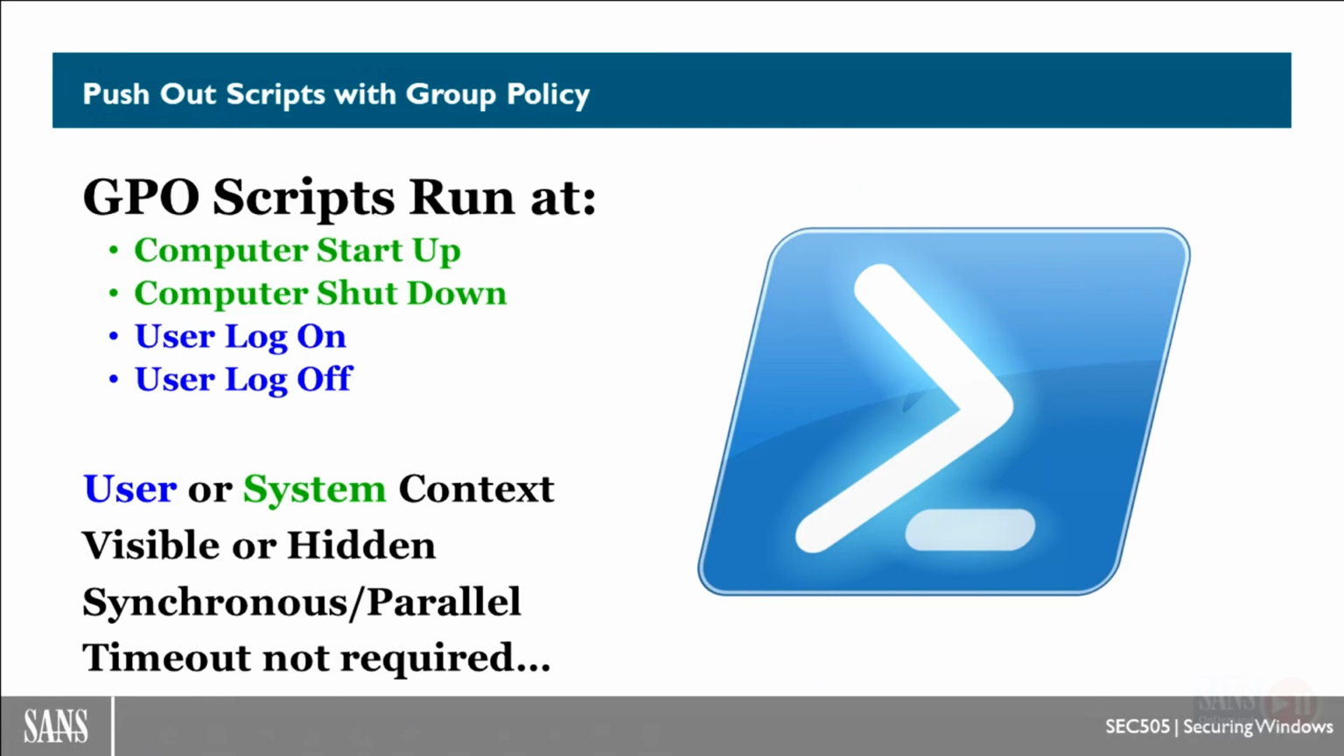Very importantly, the startup and shutdown scripts run under system context. That means they run with full operating system privileges. So if you need a script to do things like format hard drives, load and unload device drivers, reset passwords, manage wireless, VPN, or Ethernet settings, that can be done with a startup or shutdown script. That's because those scripts run under system context.